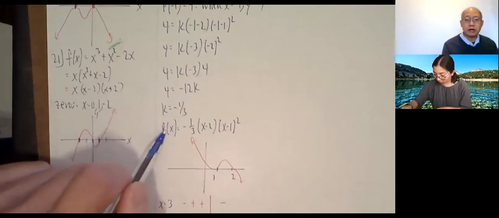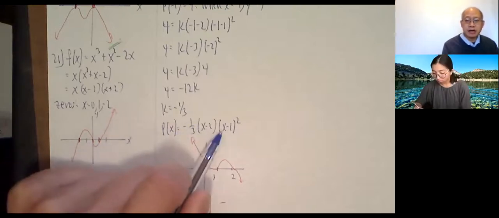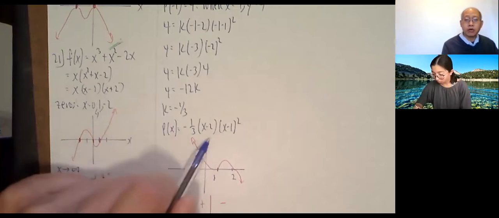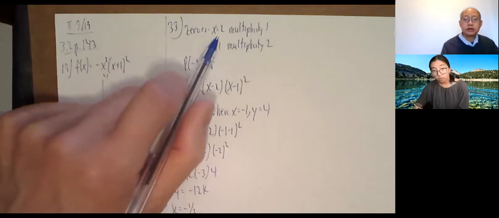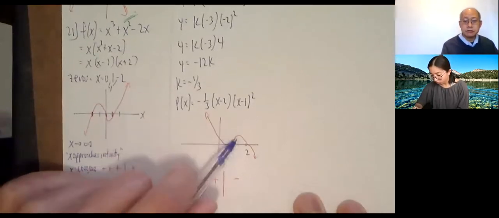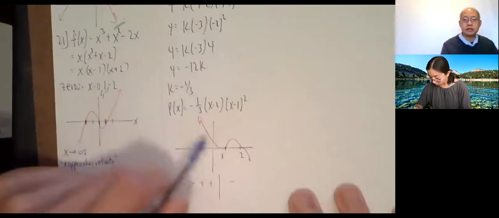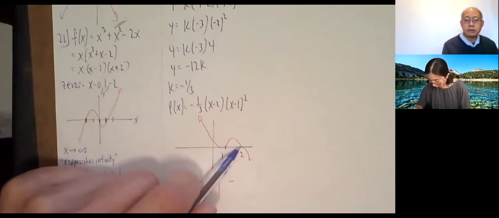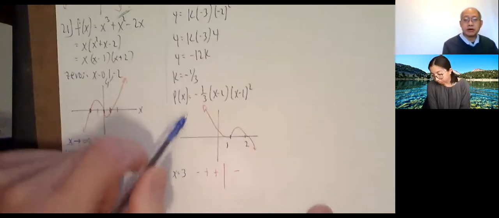Okay, so here's my polynomial. Negative 1/3, x minus 2, x minus 1 squared. All right, so this is the one function. Let's double check. The zeros are 2 and 1. 2 makes it 0. 1 makes it 0. And 1 we say is multiplicity 2. It's there twice. Okay. And then you can check end behavior.